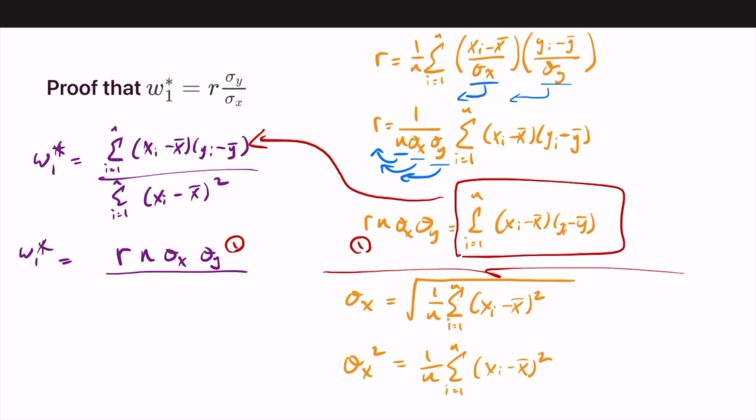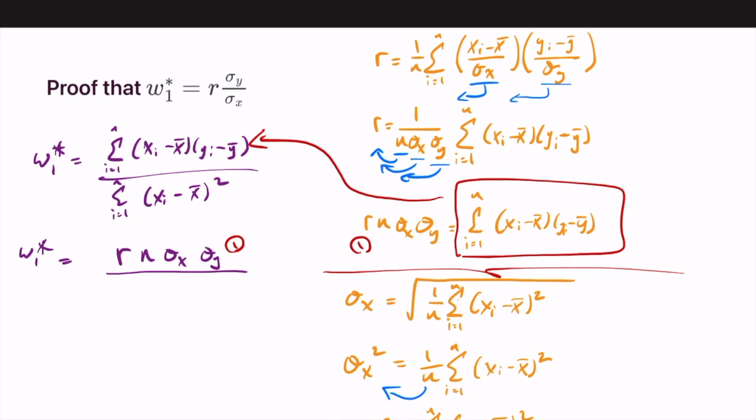So this n we'll want to just bring over there. And that will give us n sigma x squared equals the sum of x i minus x bar squared. All right, so we now know that we can rewrite this as this.